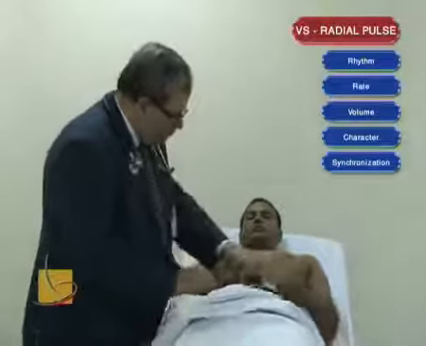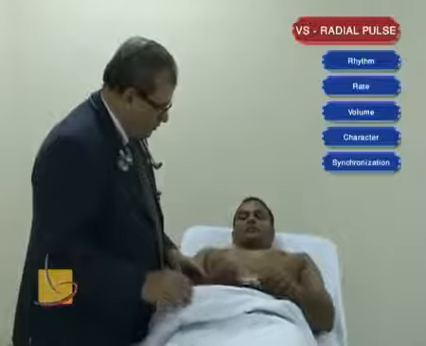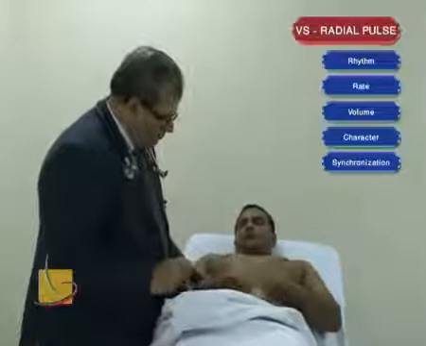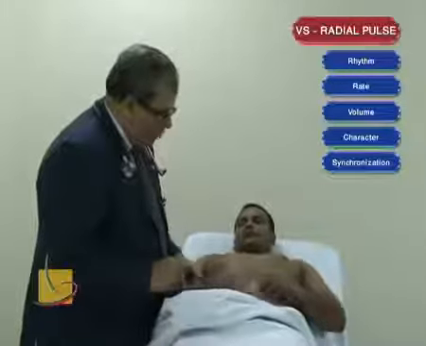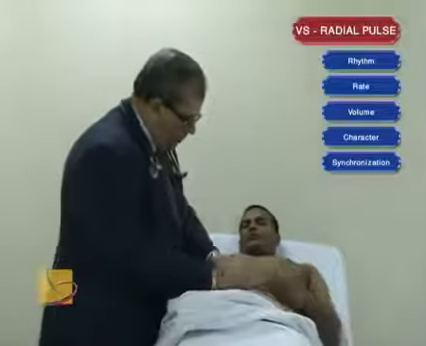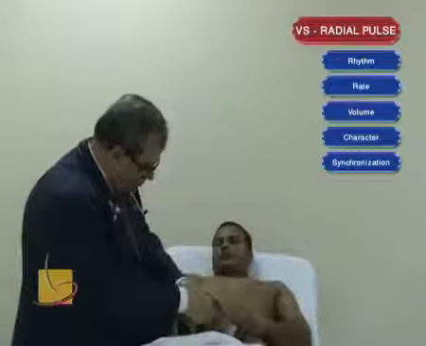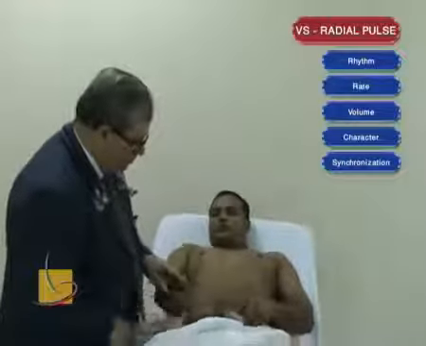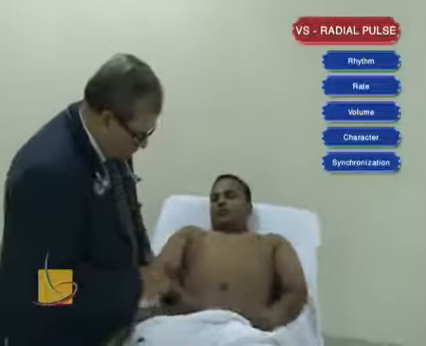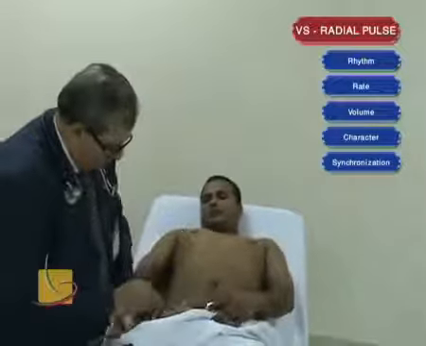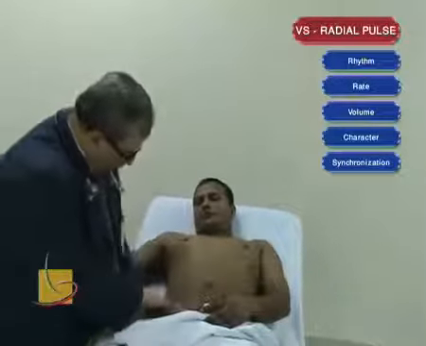Could you please release your belt? We palpate the femoral artery in the inguinal region here, just below the inguinal ligament. Just open your trousers. Down, some down in this side, a little down in this side, some more down.